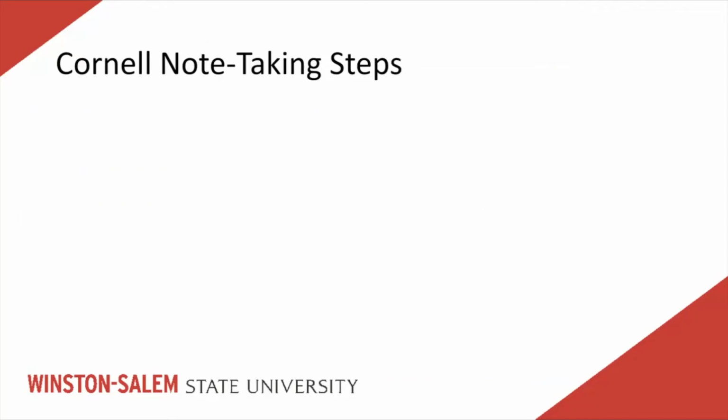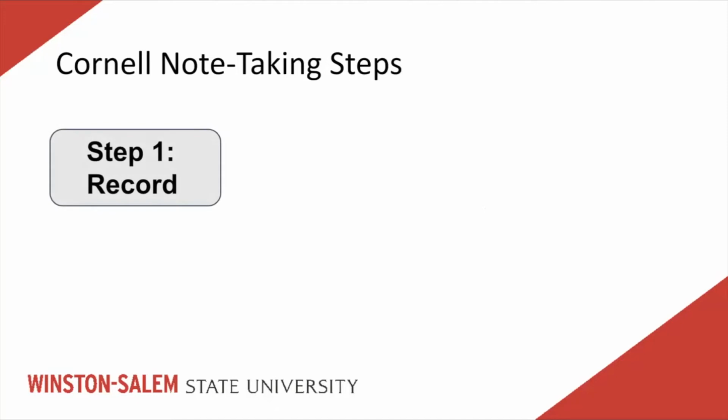Cornell note-taking happens in 6 steps. Step 1 is to record. During the lecture, record notes in the main note-taking column. Listen for meaningful information, connecting that information to knowledge that has already been acquired. Think about the way in which this new information connects to existing knowledge.